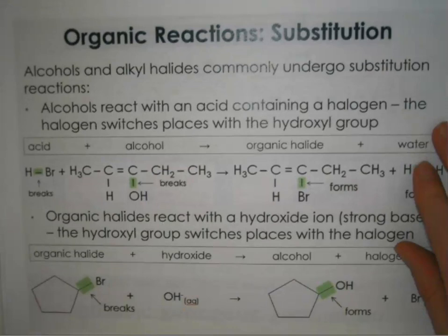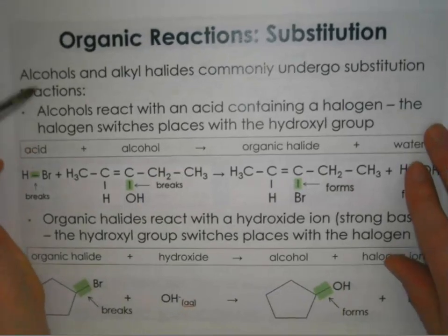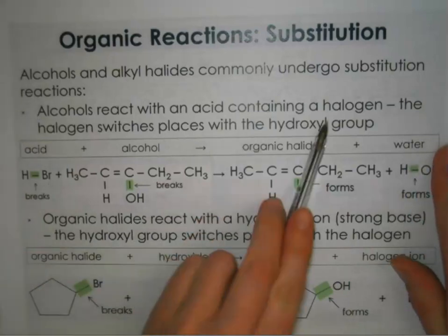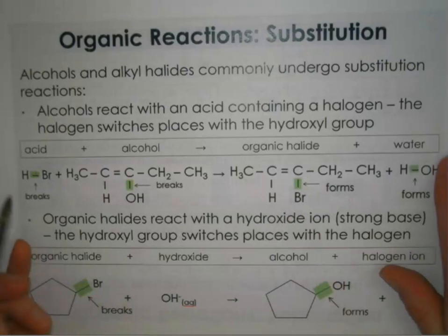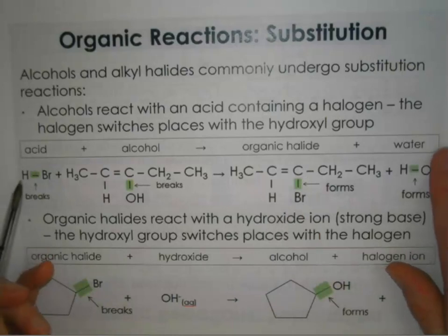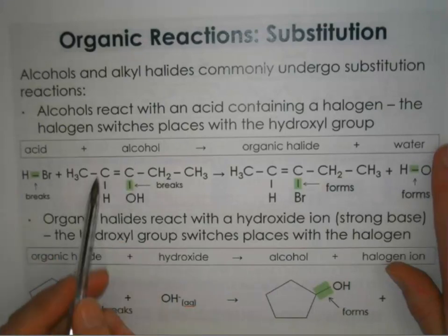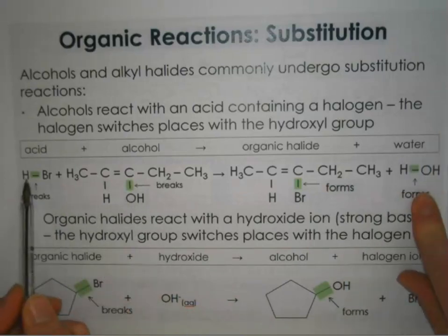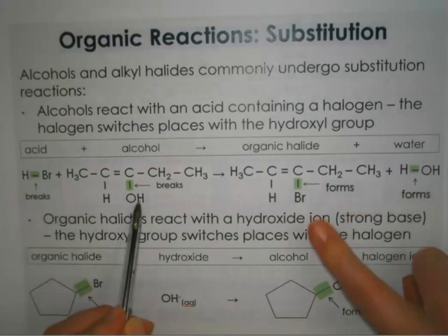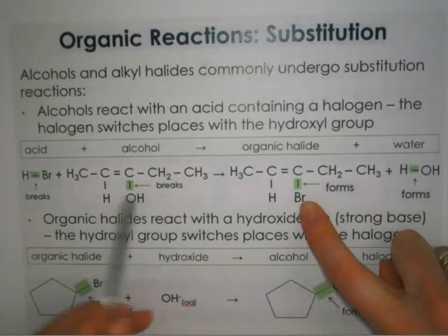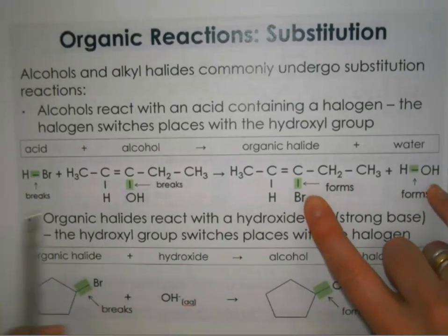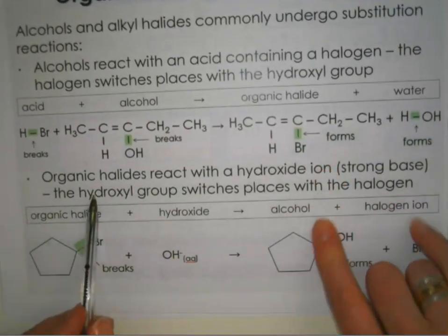So alcohols and alkyl halides are compounds that commonly undergo substitution reactions. So alcohols react with an acid that has a halogen, and the halogen switches place. So that's kind of what we just looked at on the previous slide, or no, we just looked at a halogen on the previous slide, not an acid. So basically here you have your acid, and then you have your alcohol. The hydroxide is going to go and join up with the hydrogen to form water, and this bromine is going to jump onto that bond. So we see that there's just a switch, but you still have two reactants and two products, just like that double replacement reaction like I mentioned on the previous page.